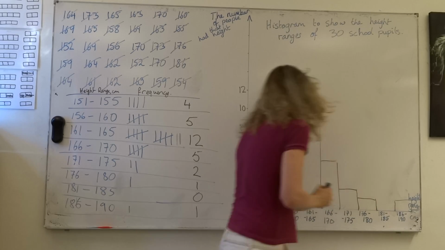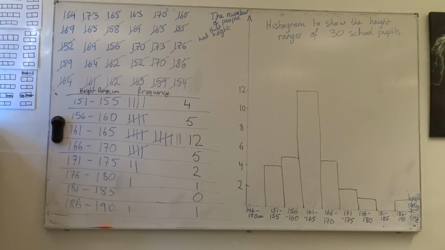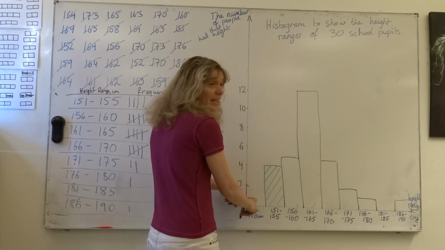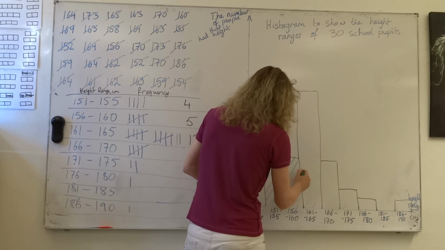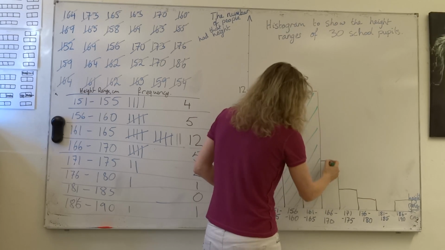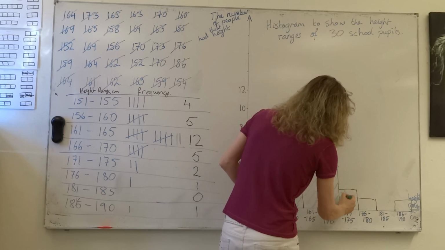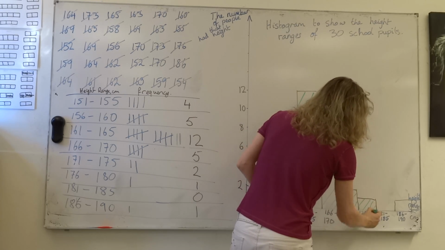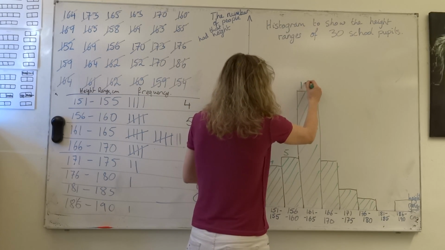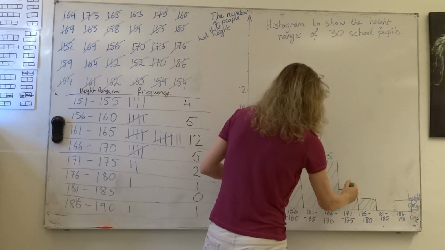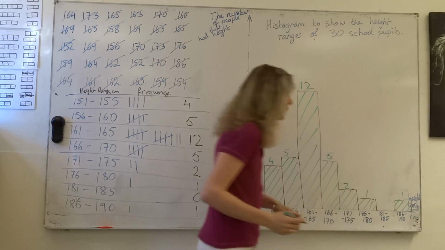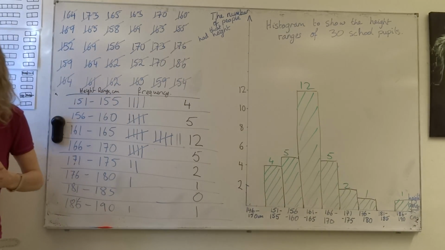So, again, always good to actually fill in and shade your histogram. It shows very clearly that we had nobody in this height range. And then I would probably finish it off to make it really clear with actually how many people were there. 4 there, 5 there, 12 there, 5 again, 2, 1, and don't forget the little last one here, 1. That histogram is now very easy to read.